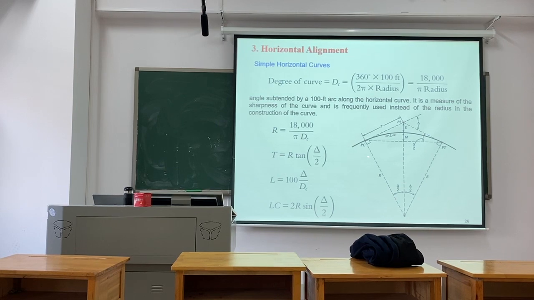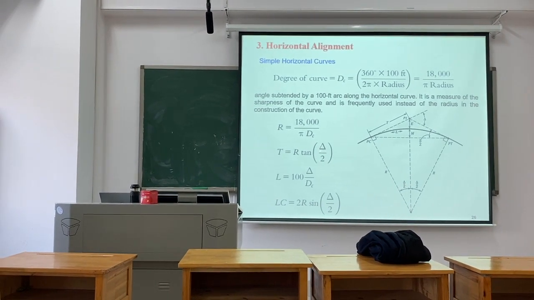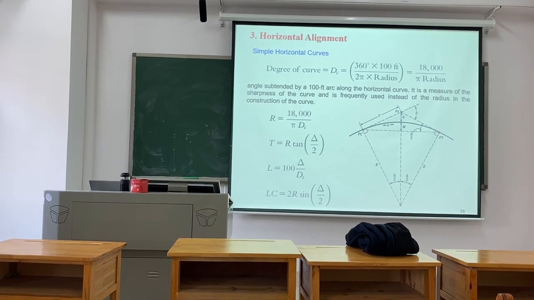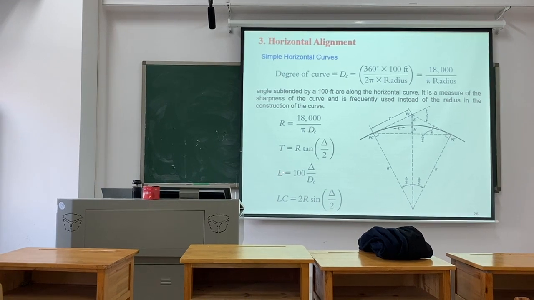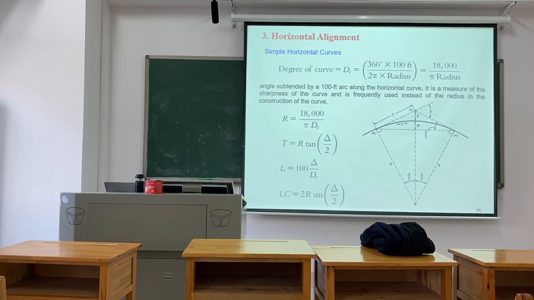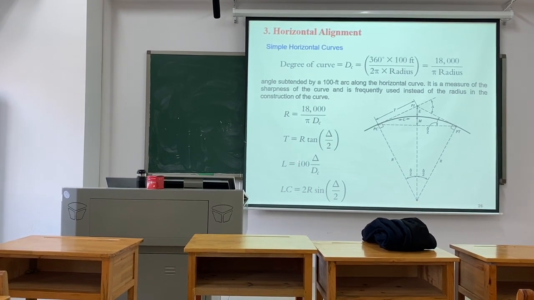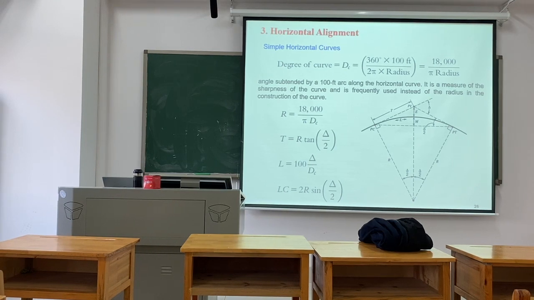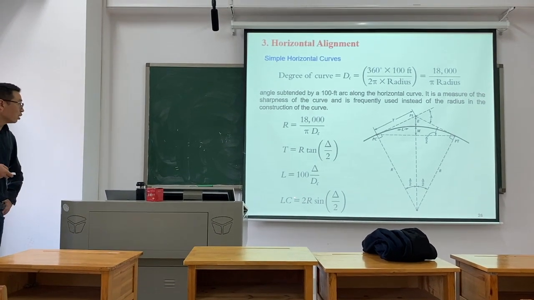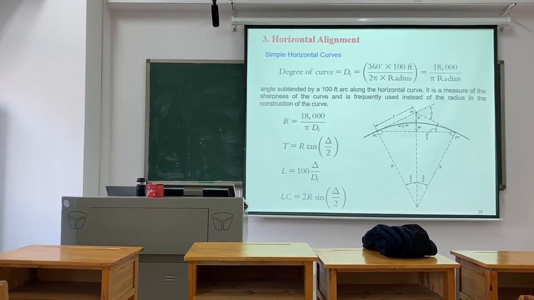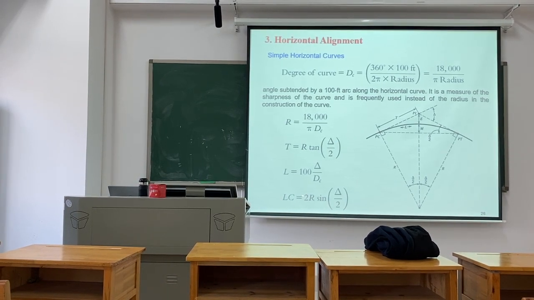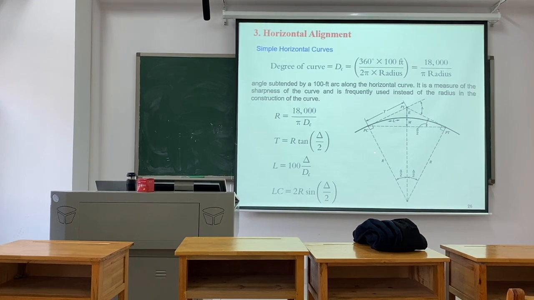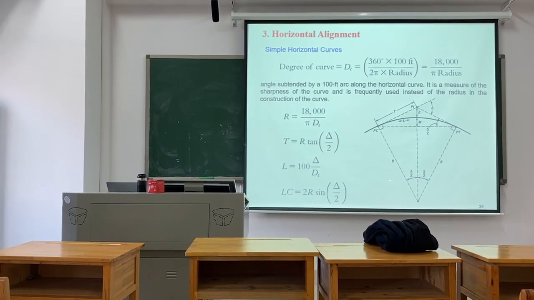This is R times tan of half the deflection angle, which gives T. Then L is the line length. We can use this equation to calculate the length of the curve, LC. Then the long chord is R times sine of half of that angle.